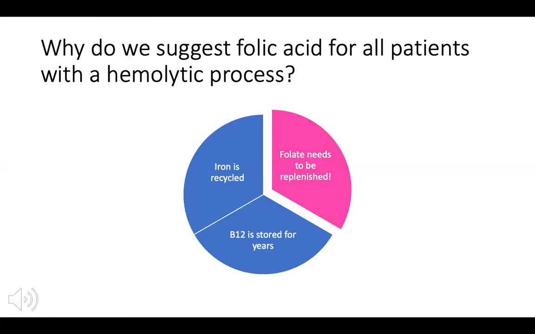For any and all patients who have a hemolytic process going on, we need to suggest folic acid. The folate needs to be replenished. We have very short stores of it, and we use up a lot of it making our RBCs. Iron, if we lyse a red blood cell, think back to RBC recycling. The iron is recycled. We store B12 in our liver for years. So folic acid needs to be our primary focus of supplementation in any type of chronic hemolytic process.